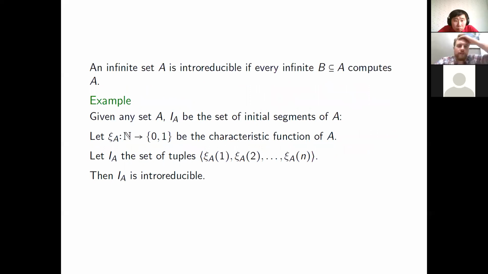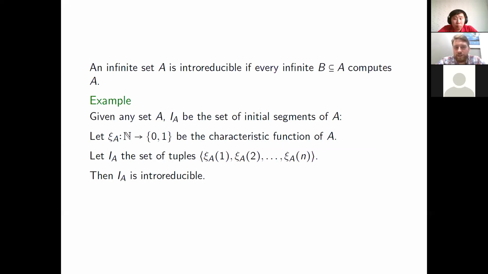This is a definition from the 60s. An infinite set is called intrareducible if every time you take an infinite subset of A, that infinite subset computes A. So it's a measurement of a type of information redundancy. Even if you forget a bunch of A, but you still know infinitely much of A, you can figure out all the stuff that you were missing. The examples are things that are quite redundant.